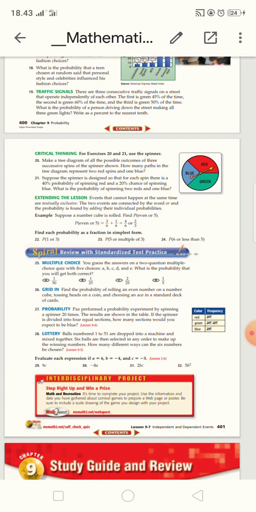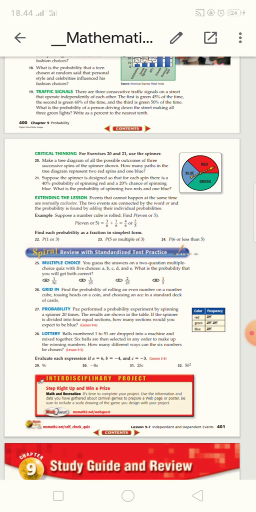Extending the lesson. Events that cannot happen at the same time are mutually exclusive. The 2 events are connected by the word or, and the probability is found by adding their individual probabilities. Example: suppose a number cube is rolled. Find P(even or 5). Write the probability as a fraction in simplest form.